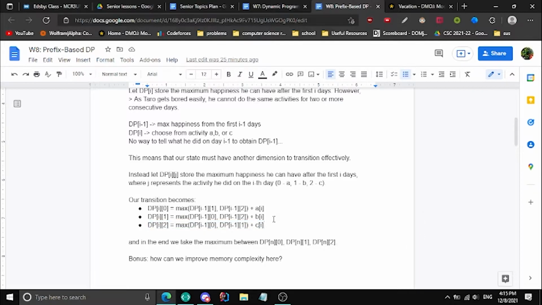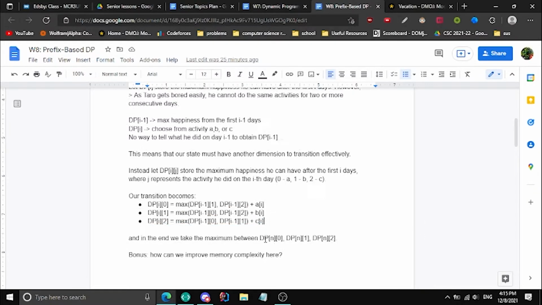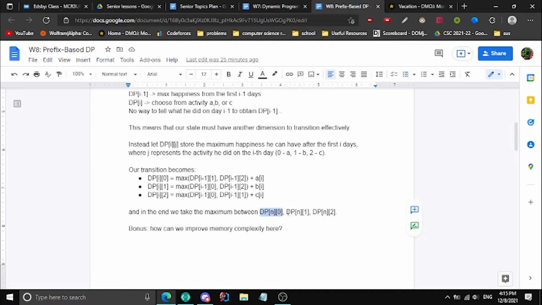And so in the end, we're going to end up with 3 dp values, and that's dp of n at 0, dp of n at 1, and dp of n at 2. What that stores is the maximum happiness he can get for all n days, either if he chooses A, B, or C on the nth day. And so if we just take the maximum between these, we'll have the right answer, right? And so let's go ahead and implement this.